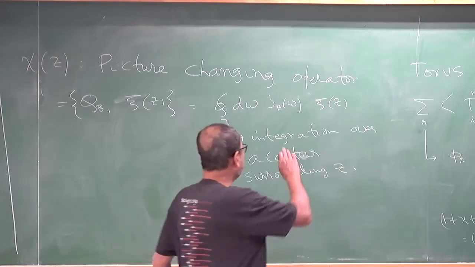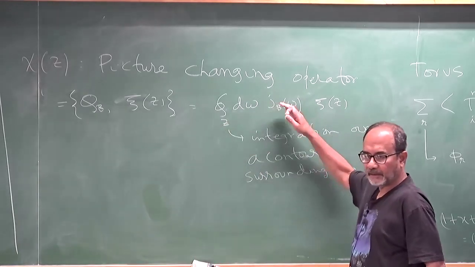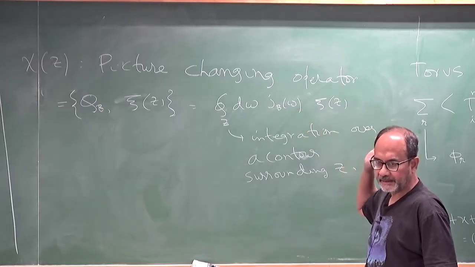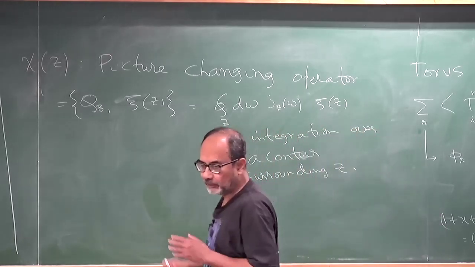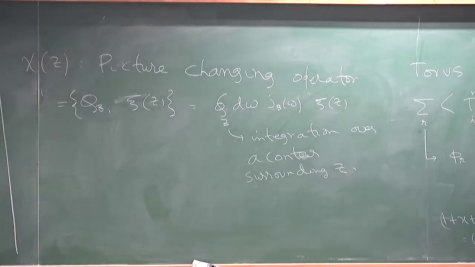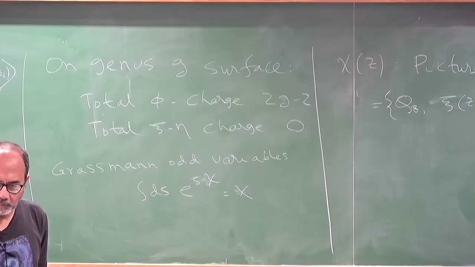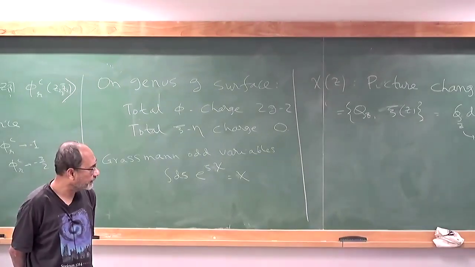Note that the BRST current also has a j̄_B. But I have not included that because j̄_B has no singularity with ψ. This is holomorphic, j̄_B is anti-holomorphic. So in type 2 string theory, we'll have both a holomorphic and an anti-holomorphic picture changing operator, which are independent objects. In the case of type 2, we'll have two picture changing operators, one holomorphic, one anti-holomorphic, because there'll be Q_B with ξ̄(z̄). So this combination is the picture changing operator.